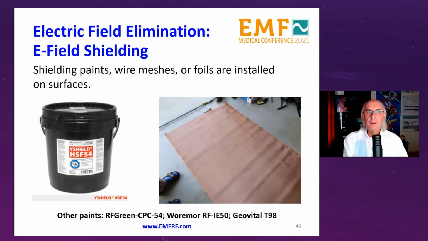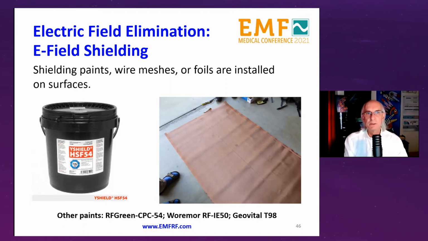So what other options do we have? Well, the same principle applies too. We could use the shielding material, and rather than wrapping it around the wire, we can put it onto the walls where the electric field is coming out of. And that can be achieved by using paints, wire meshes, or foils.